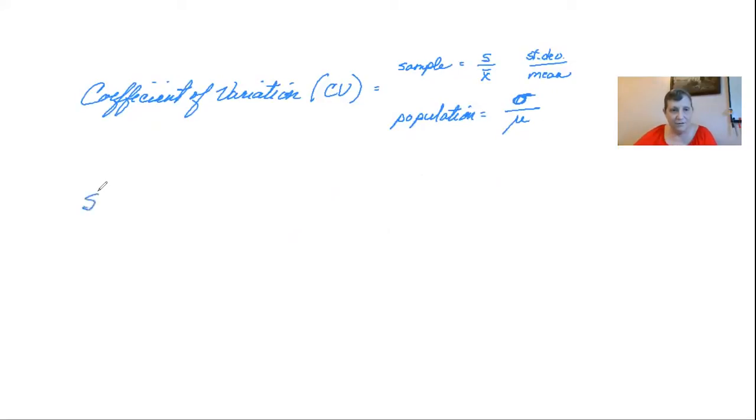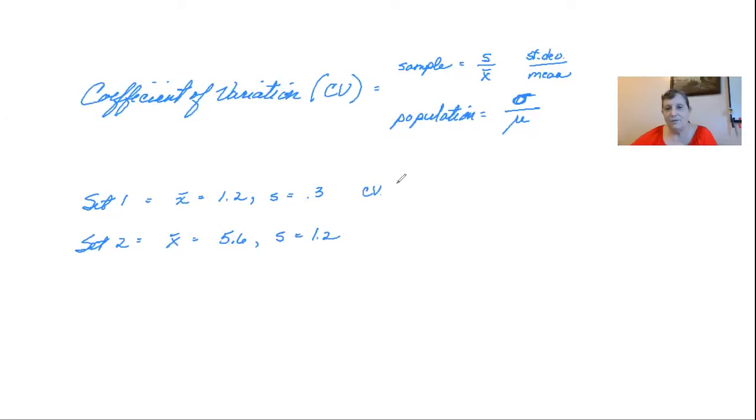So let's say we've got two samples of completely different kinds of things. In the first one, the mean is 1.2 and the standard deviation is 0.3. And then in the second set, the mean is 5.6 and the standard deviation is 1.2. So how are we going to go about comparing these kinds of numbers?